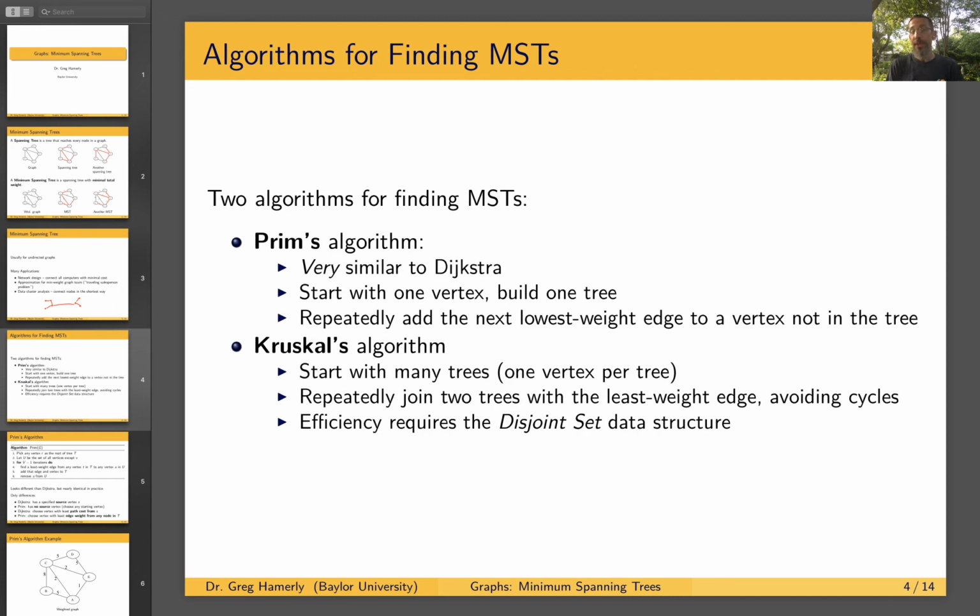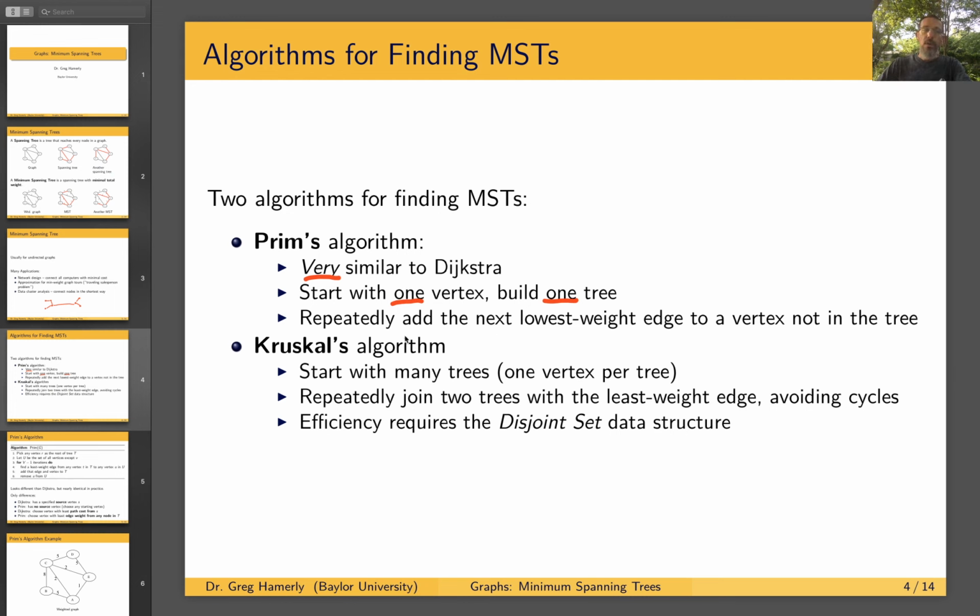Okay. Now, there are two classic algorithms for finding minimum spanning trees. They are called Prim's algorithm and Kruskal's algorithm. And Prim's algorithm, which is where we'll start, is very similar to Dijkstra's algorithm, which we already know. And there are a few key differences, but if you understand Dijkstra's algorithm, you can easily implement Prim's algorithm. It starts with one vertex and it builds one tree. Okay? This is as opposed to Kruskal's algorithm, which we'll see in a minute.